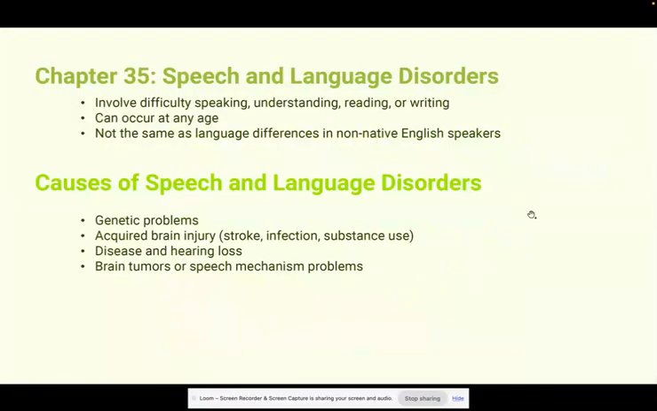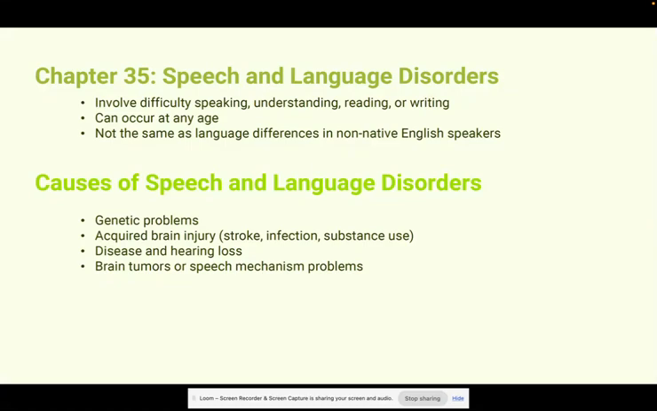All right, we're still in module 11 for chapter 35, speech and language disorders. We're done talking about the disorders for vision and hearing, which are also common and visible in the facility. We also have speech and language disorders, right? This means it involves difficulty speaking, understanding, reading, or writing.